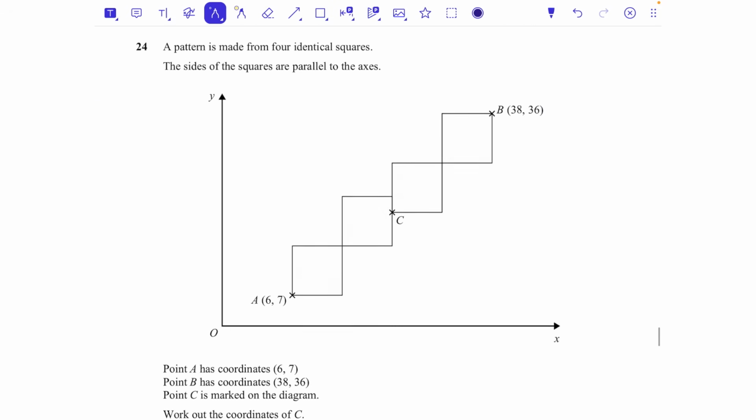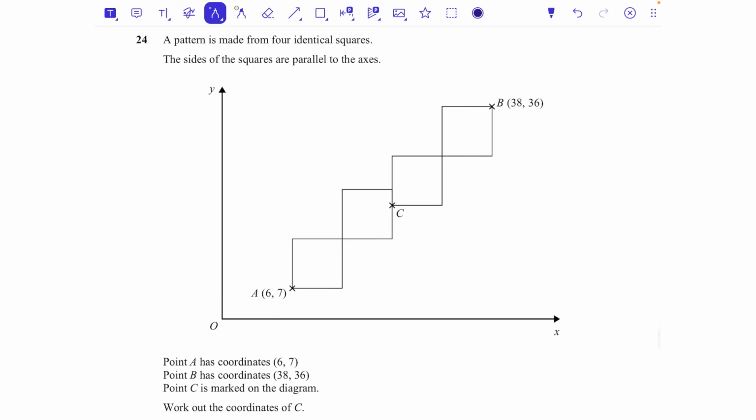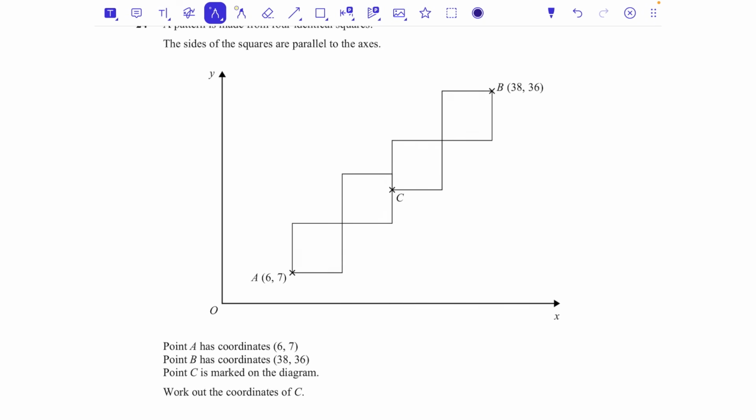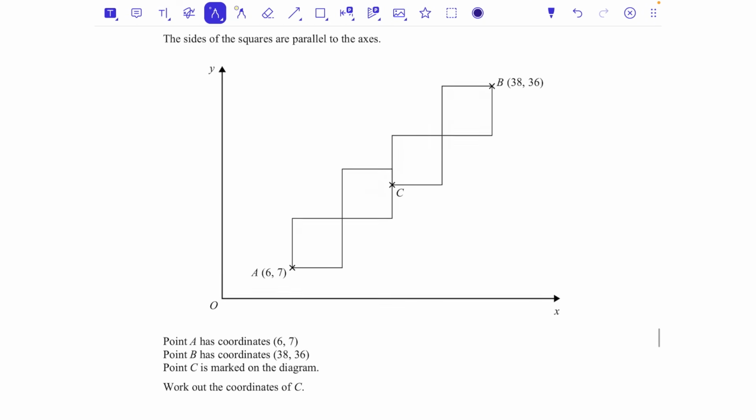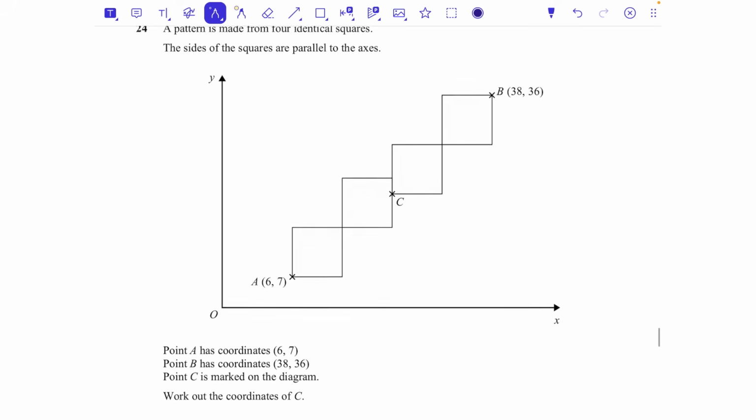Okay, question number 24. A pattern is made from 4 identical squares. The sides of the squares are parallel to the axes. Point A has coordinates 6, 7. Point B has coordinates 38, 36. And point C is marked on the diagram, but we don't know where that is. Work out the coordinates of that point C.